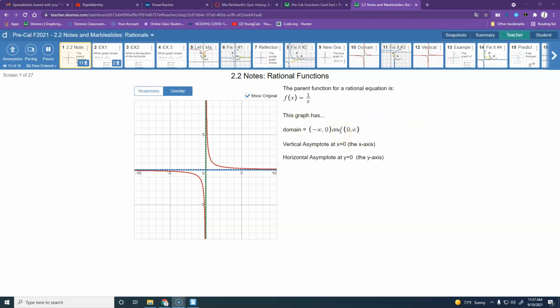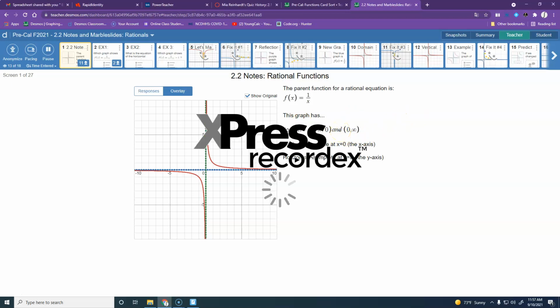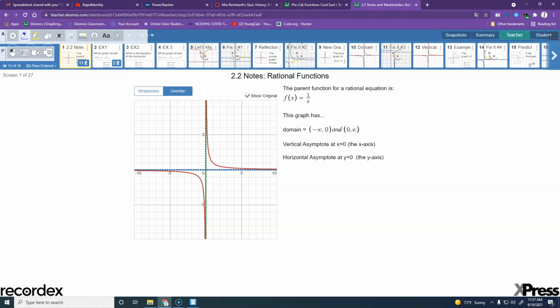You also may see that written sometimes as x, such that x does not equal 0. If we're in interval notation, then you'll see it written like I have it here. So you can plug any number into this except for 0.